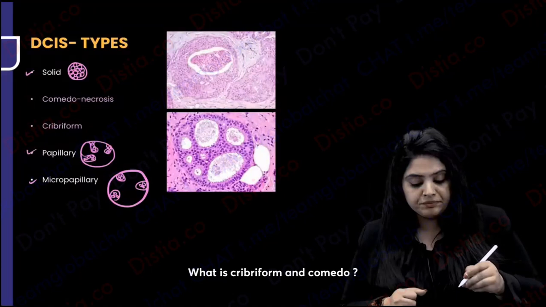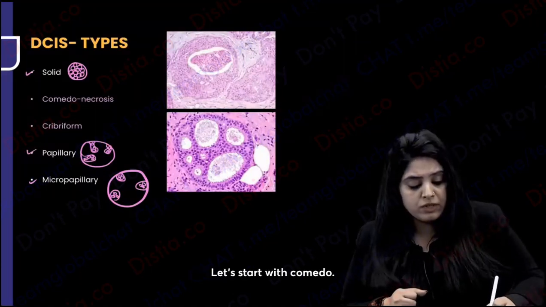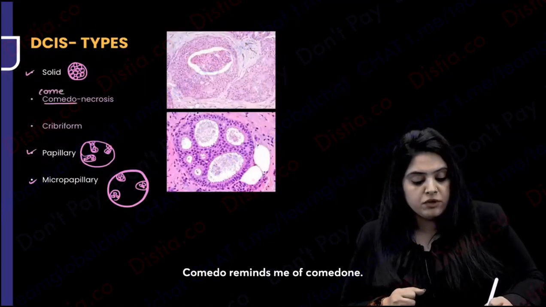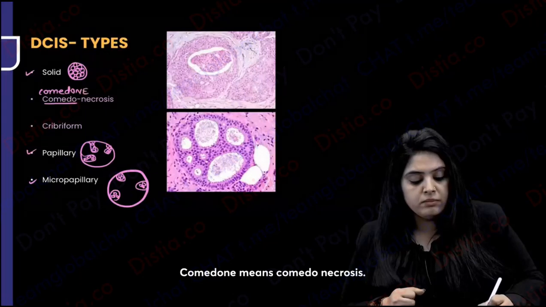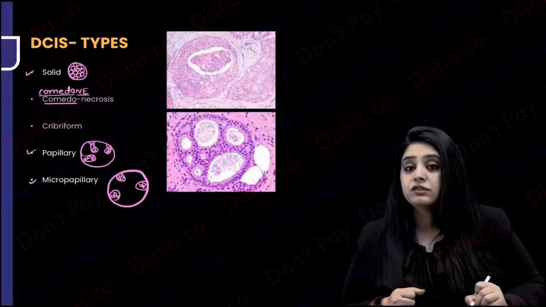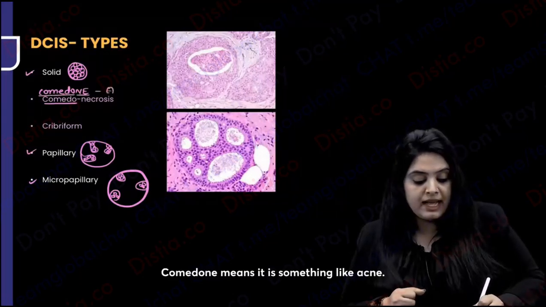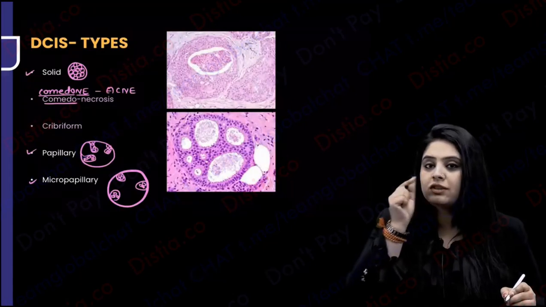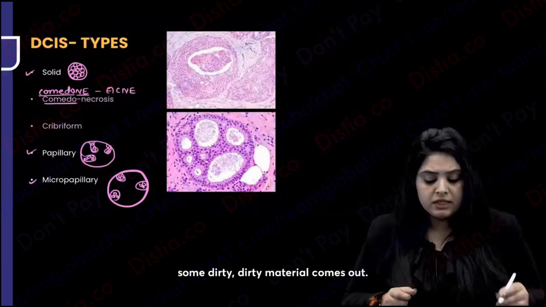What is cribriform and comedo? Let's start with comedo. Comedo reminds me of comedon. Comedon means it's something like acne. Comedon is acne, and all of you know that if you press an acne, press a comedon, some dirty material comes out, hai na?